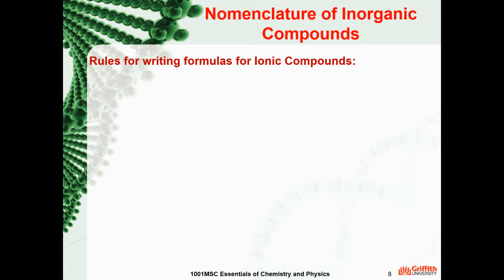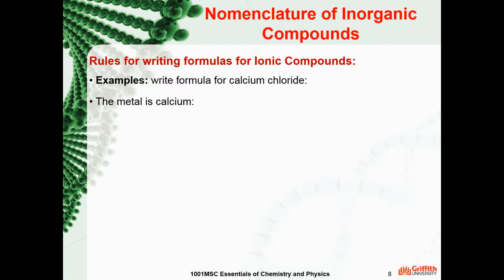Let's see an example. Write the formula for calcium chloride. From the name, we determine that the metal is calcium. By looking at the periodic table, you see that calcium is located in group 2A. Thus, it has 2 valence electrons, and losing those electrons will give the calcium a stable structure similar to argon. So the calcium cation has a positive 2 charge.